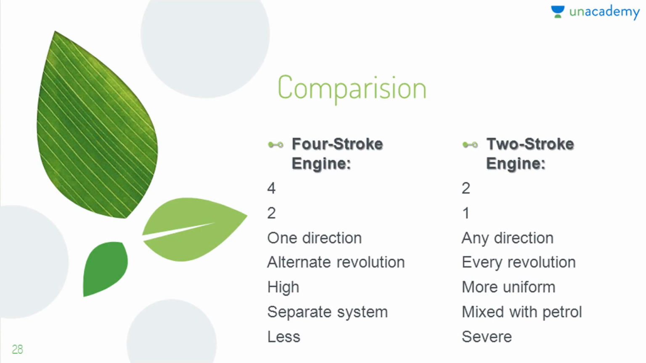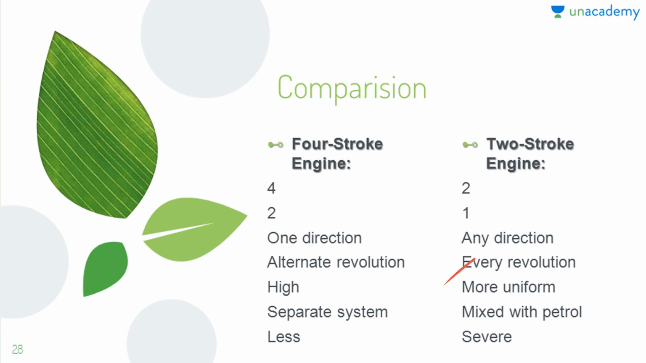So the number of strokes per cycle is 4 here as well as 2 there, and the number of revolutions of crank is 2 whereas it's 1 there. The direction of rotation of the crankshaft is only in one direction, whereas it can be rotated either in clockwise or anti-clockwise direction. The power is derived in every alternate revolution of the crankshaft, whereas it is in every revolution of the crankshaft.